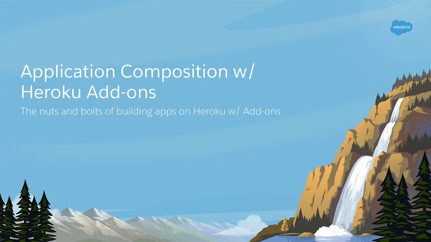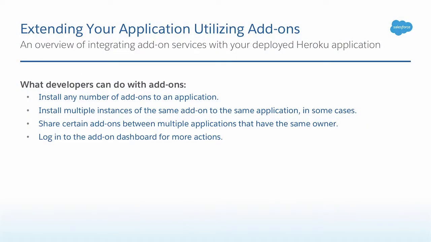So let's dig into add-ons and where to find them, okay? An add-on is a resource attached to your application, as we mentioned earlier. Here's what a developer can do with an add-on. You can install any number of add-ons to an application. You can install multiple instances of the same add-on to the same application in some cases. You can share certain add-ons between multiple applications that have the same owner. And you can log into the add-on dashboard for more actions in a single sign-on experience.